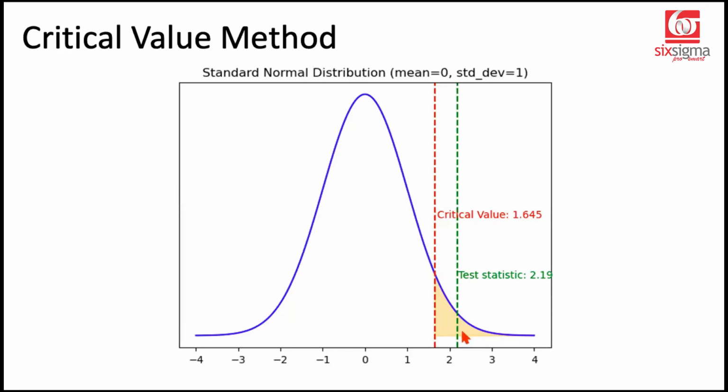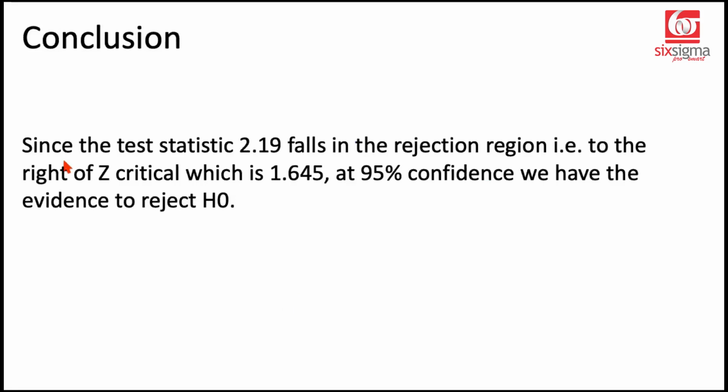If you write the statement a little more formally, you would say something like this. Since the test statistic 2.19 falls in the rejection region, that is to the right of the Z critical or the critical value, which is 1.645, at 95% confidence, we have the evidence to reject the null hypothesis. This is the first method, or the critical value method. A lot of places, they still expect you to decide basis the critical value, especially in the academic scenarios. But when it comes to the industry, a more prevalent way, of course, is using the p-value method.